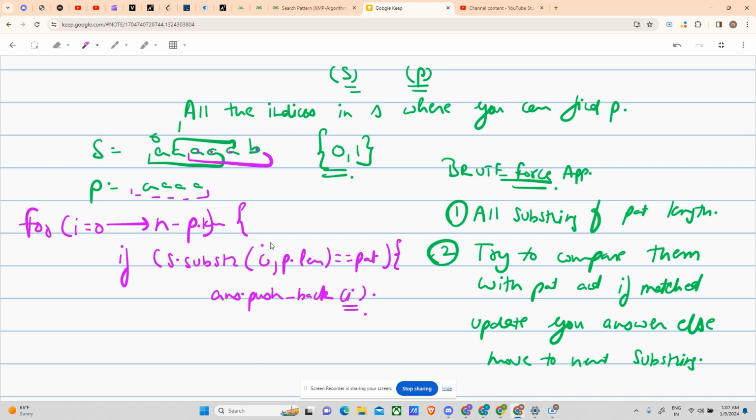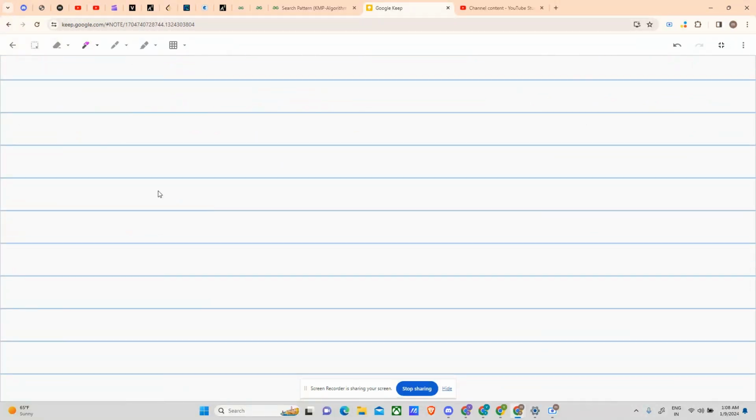But what is the time complexity? As you can see, it will move approximately O of n times, and substr uses O of m complexity. So you are making a substring of length m, and it will be operated n times. So the total complexity is m into n, very high. How can we reduce it? How can we make it linear? That's when the KMP algorithm comes in.